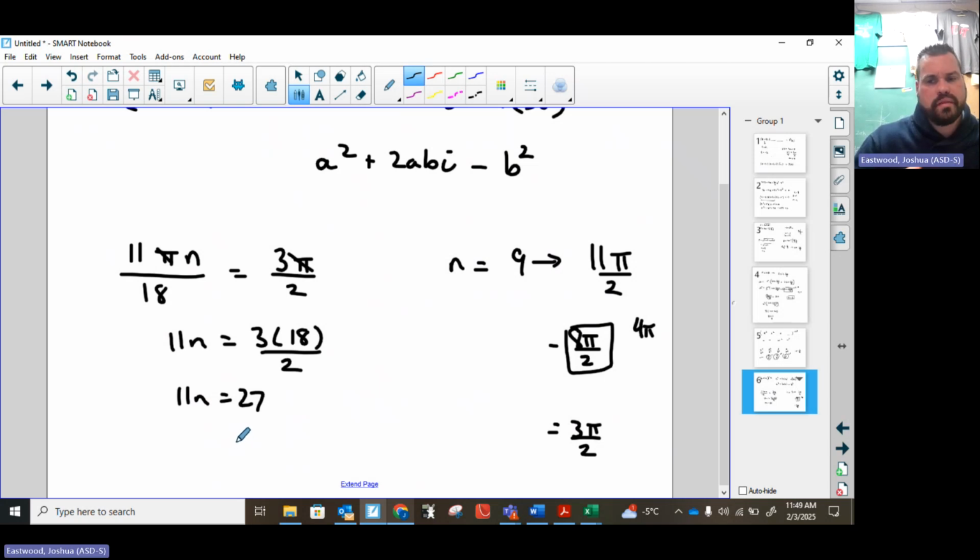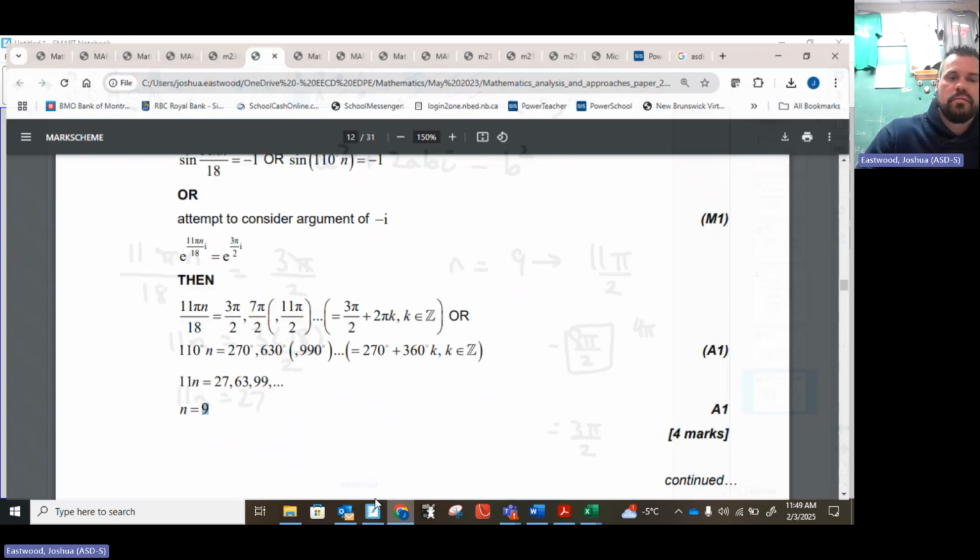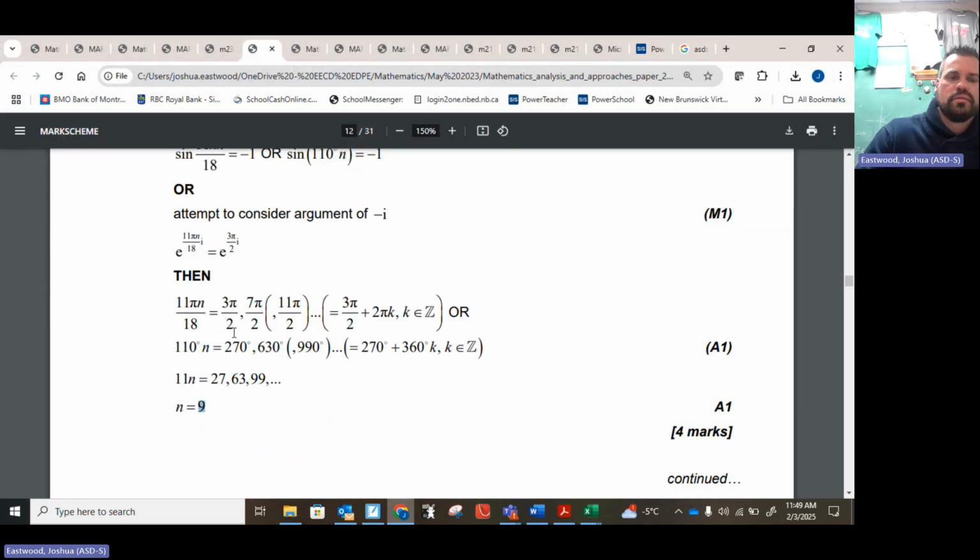So hopefully that makes sense, because that's the other thing in the mark scheme. You say, well, 11n equals 27, how does that translate to n being 9? It translates because it has to be some multiple of that. And if you look at the mark scheme, it does say that, right? You can see it's either 27 or 63 or 99. 27 is not divisible by 11. 63 is not divisible by 11. So that's where 99 divided by 11 gives you 9. So you're not getting a whole number answer until you get to that third one.